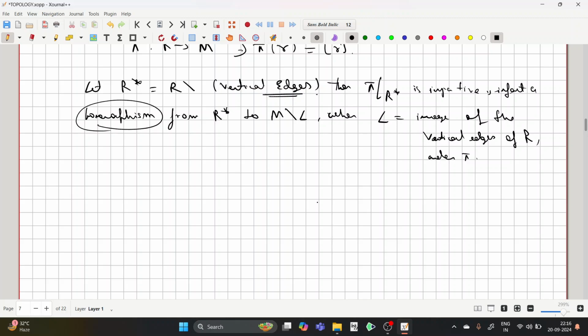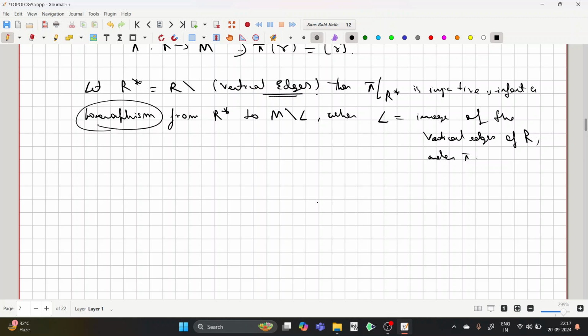We are left with a 1-1 onto map, because if I start with a point in M minus L, that point will be of the form some singleton set X, but then I can identify this singleton set X with the point X in R, or specifically R star. So this map is a 1-1 onto map, and in fact it is continuous from both sides, so it's a homeomorphism typically, right? I guess this part is clear.